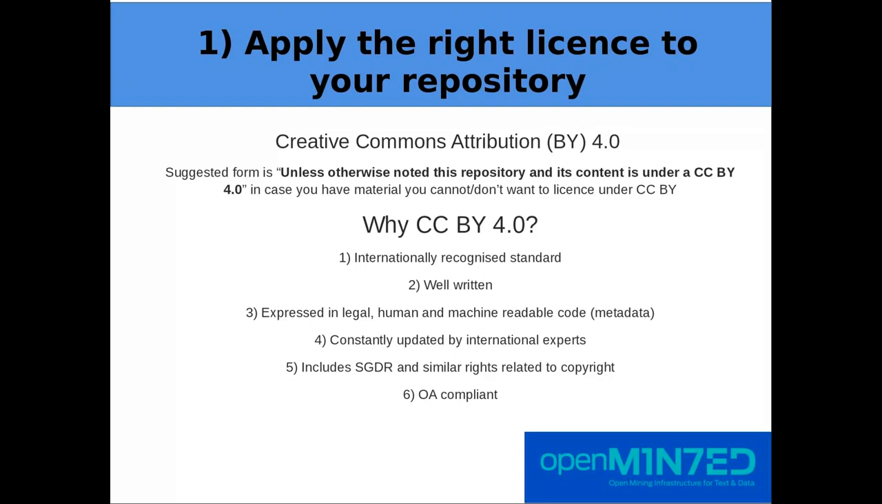So if you choose a Creative Commons license from the Creative Commons website, and if your repository implements the chooser following the guidelines, then the user, the uploader, will automatically obtain all these three documents: the legal one, the human summary, and the metadata. So this is very important.